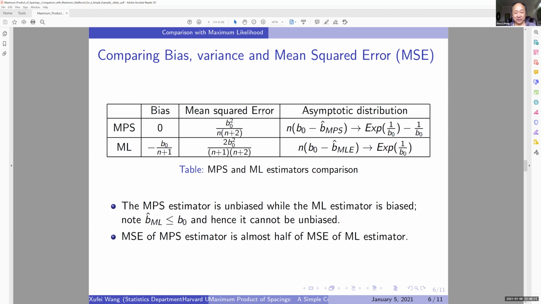Go on, Xufei. Can you bias correct the MLE? The MLE, yeah. So MPS essentially in this case is correcting the bias in MLE automatically.